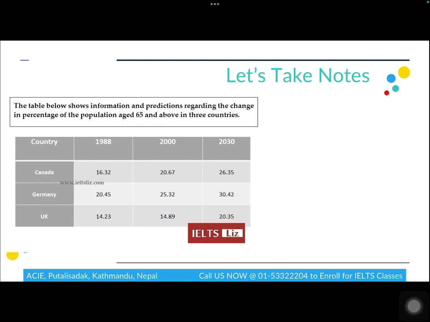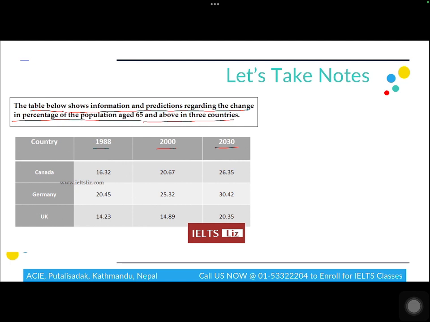Now, here, as we can see, the table below shows information and prediction regarding the change in percentage of the population aged 65 and above in 3 countries. So, the data that has been given here is basically about the percentage of old people of the population of these 3 countries, and the data has been given for 3 different years, which is 1988, 2000, and 2030. So now let us quickly start taking notes for this question as well.